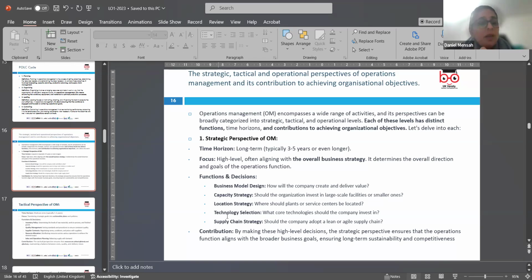Then you decide on the supply chain strategy. It should be the agile or the lean supply chain strategy. So you need to decide on these things, which are big level decisions. Contribution we will discuss in the last slide. We will conclude later on.